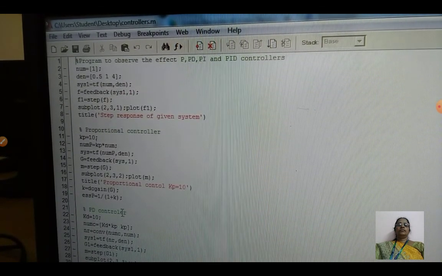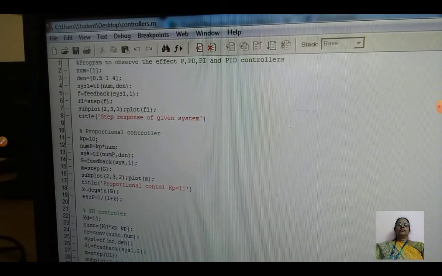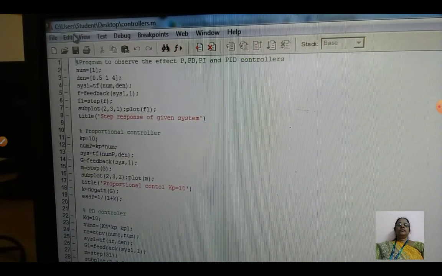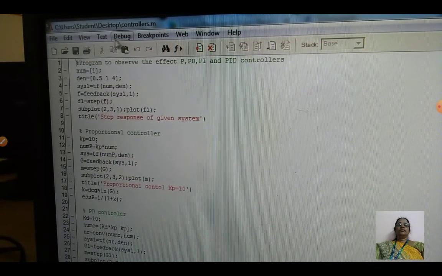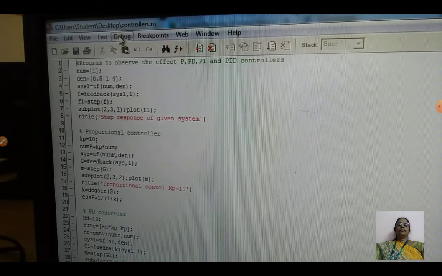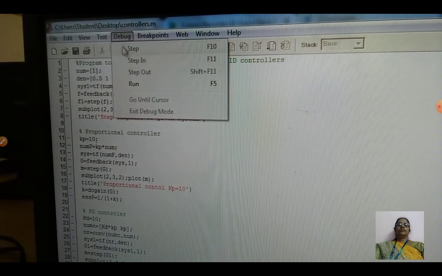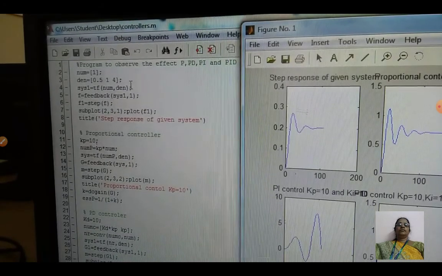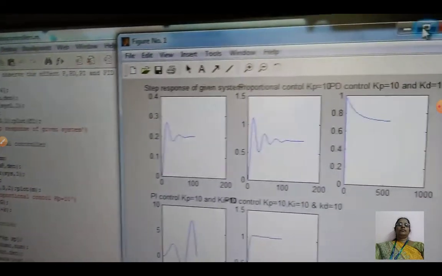Type the program in the editor window and save it as a .m file. After saving, go to debug and then run the program. So the waveform is shown here.